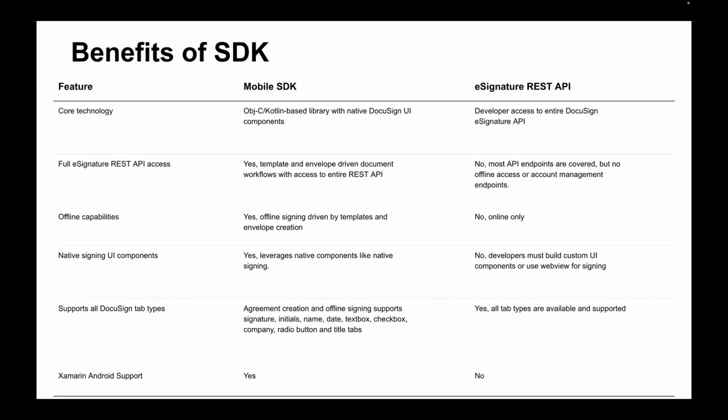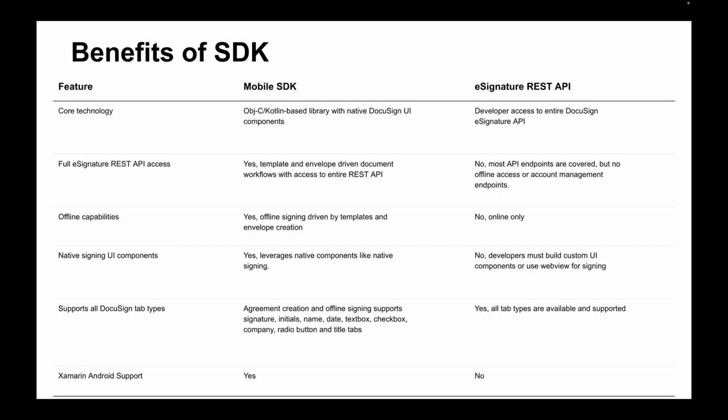With the eSign REST API, that's true, we have all the endpoints, but it doesn't have offline access, and you don't have the endpoints for account management. Mobile SDKs cover offline signing capabilities from both templates and envelope creation, whereas the eSign REST API covers only the online flow. Mobile SDKs use native components presented for native signing, while the eSign REST API doesn't use any custom UI components, so all it presents is a web view for signing.